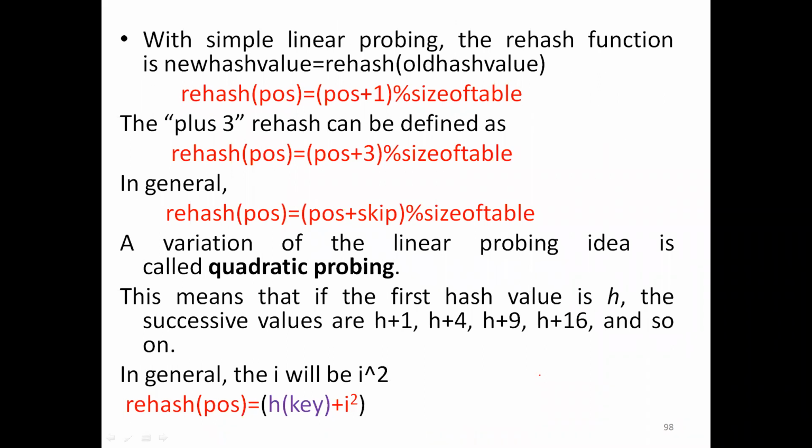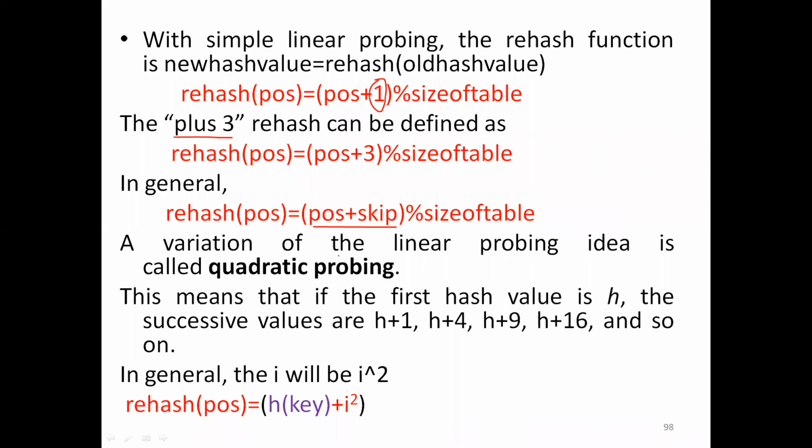With simple linear probing, we recalculate the hash value, which is called rehash. We simply move by 1. If a collision occurs, I again recalculate the hash value and increment by 1, keeping this as a constant. I can keep it like +3 also. So instead of using a constant, I directly write the formula as position plus skip. The skip can be any value.